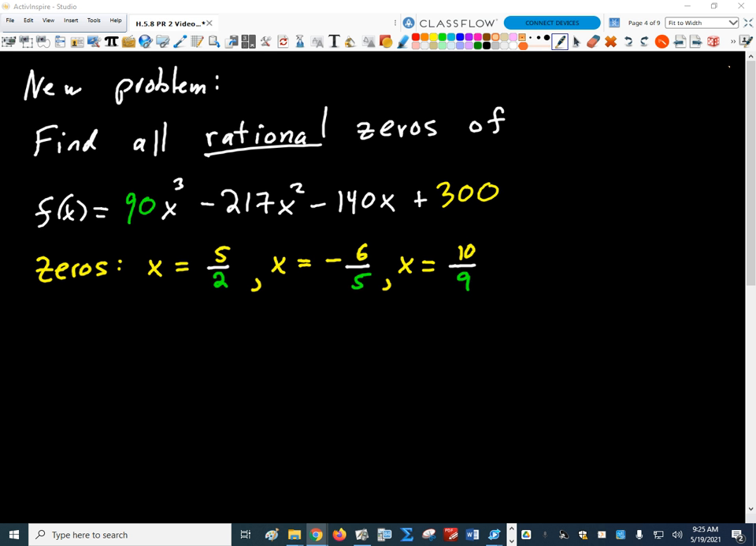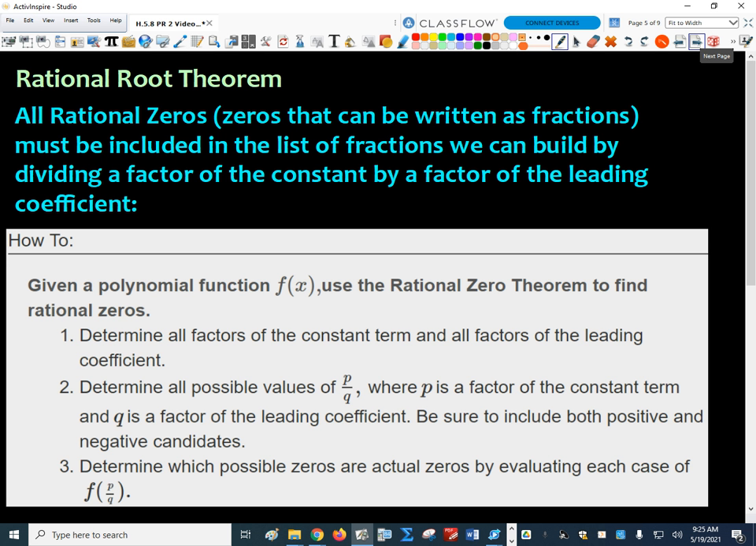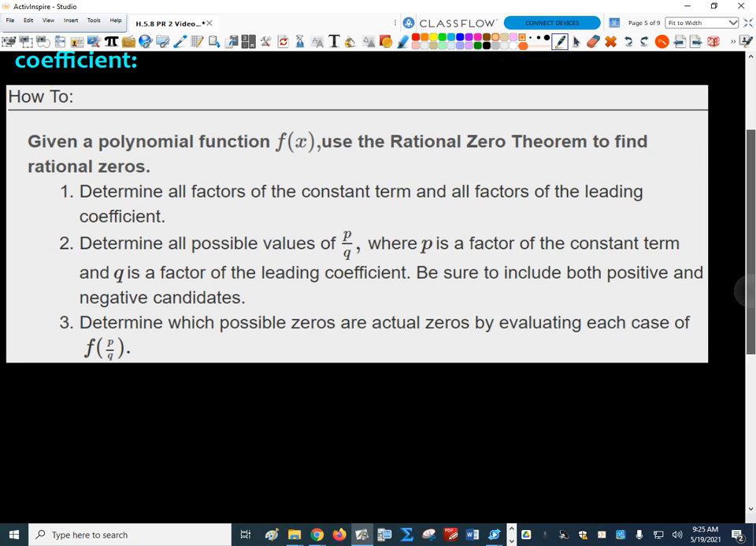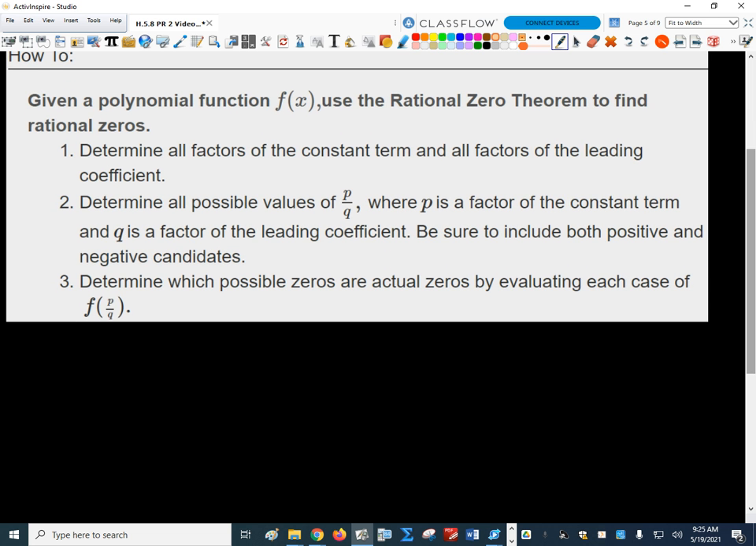That's it. The rational root theorem just states that all rational zeros, so zeros that can be written as fractions, must be included in a list of fractions that we can build by dividing a factor of the constant by a factor of the leading coefficient. That's it, okay?